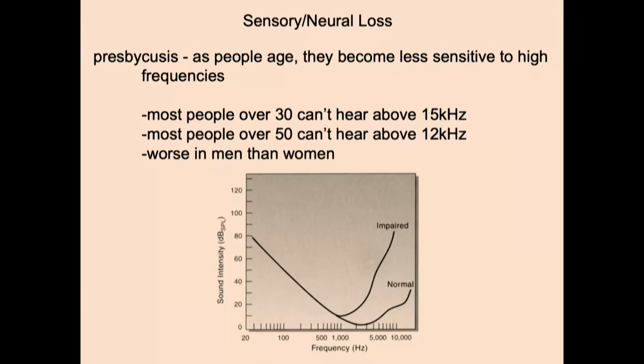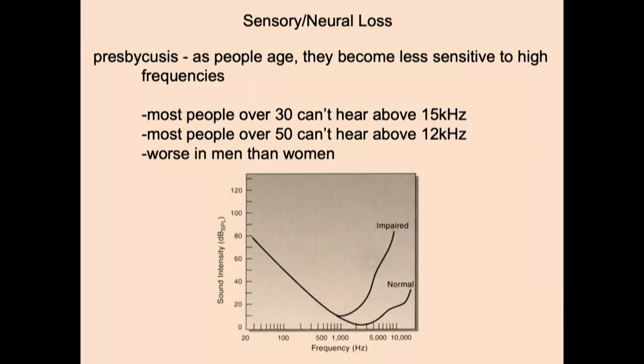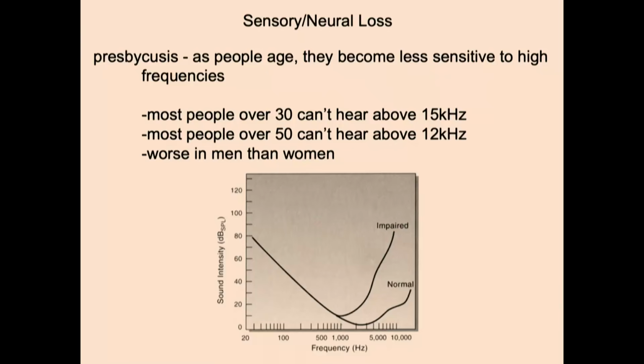So sensorineural loss is the more vexing problem that most of us deal with. One aspect of this is what's normally referred to as presbycusis. That's the thing that was just on that graph we were showing, which refers to the fact that as people age, they become less sensitive, particularly to high frequencies. We didn't see this on the graph, but most people over 30 typically can't hear above 15 kilohertz. Most people over 50 can't hear above 12 kilohertz.